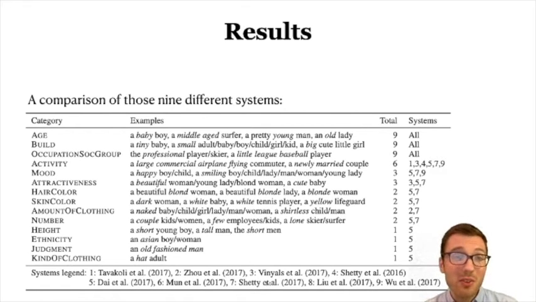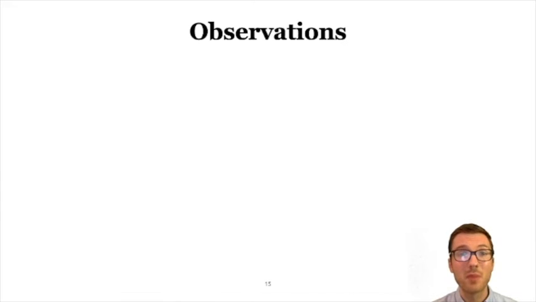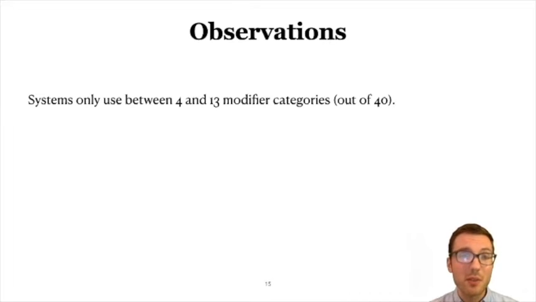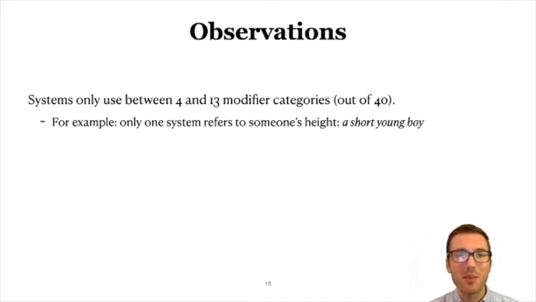The paper also contains a comparison of the 9 different systems that we looked at, but I don't have any time to discuss this table in full, so instead I have a couple of observations on the next slide. So the observations. The systems only use between 4 and 13 different modifier categories out of 40. That means that many categories are just not used by these systems. For example, only one system refers to someone's height in the expression a short young boy.